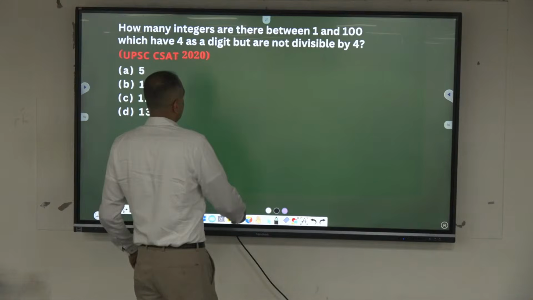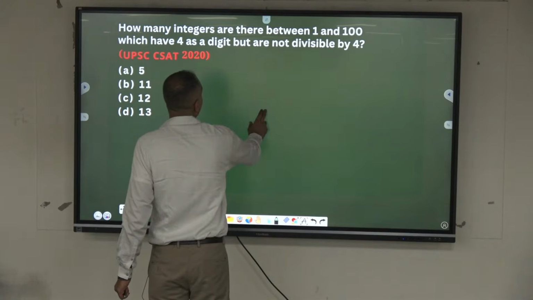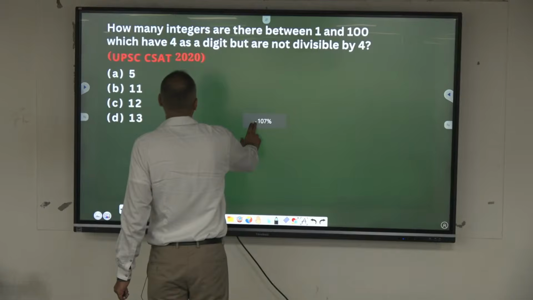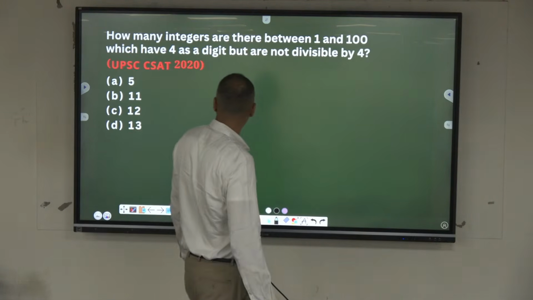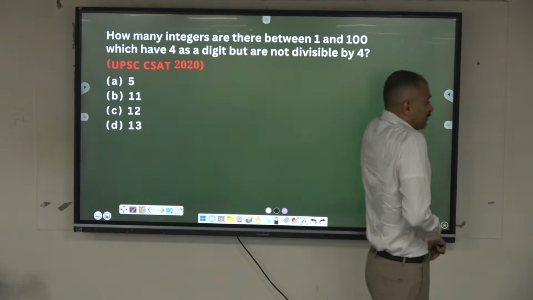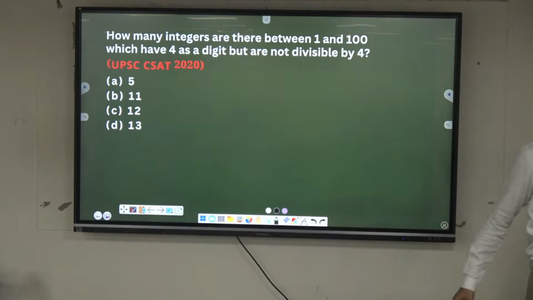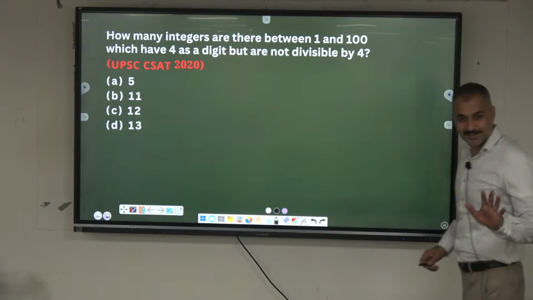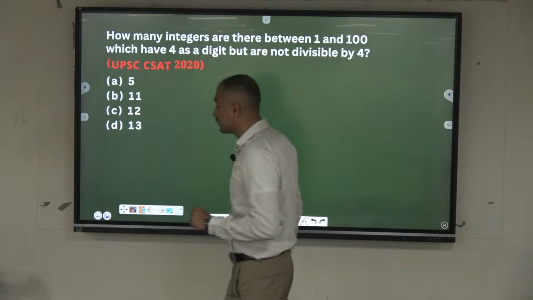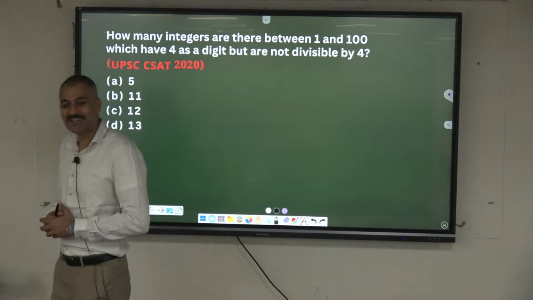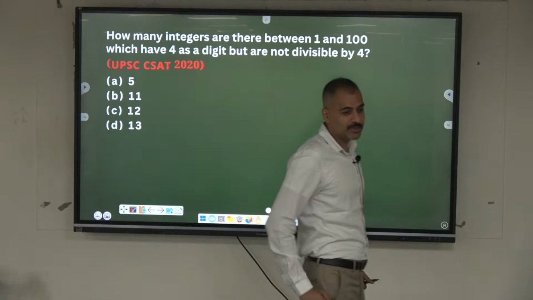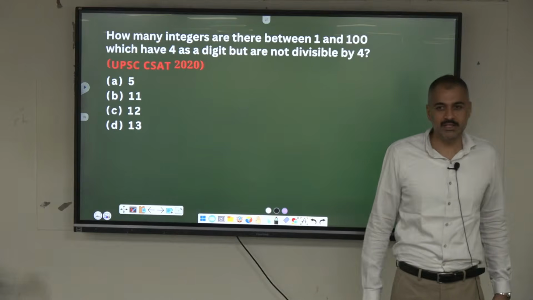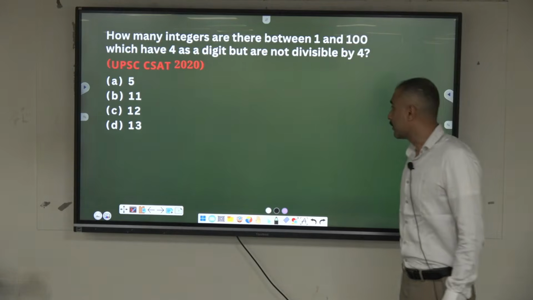How many integers are there between 1 and 100 which have 4 as a digit but not divisible by 4? Come on. Maybe 12. You have to count them. Come on, this is counting. Manual counting, this one. More than any concept, count.